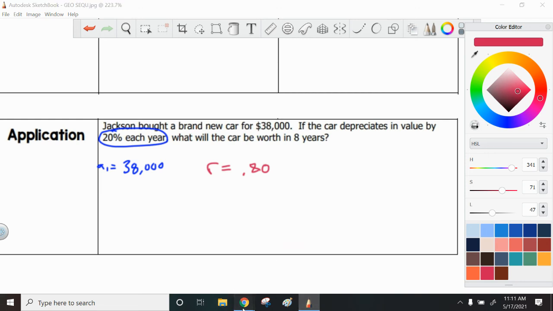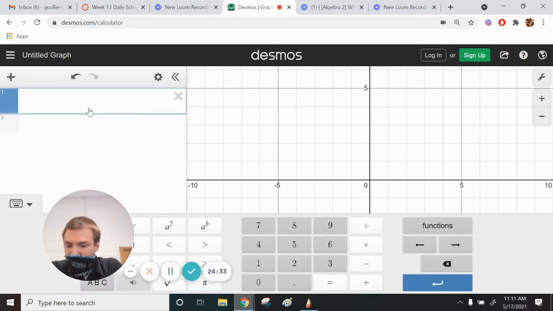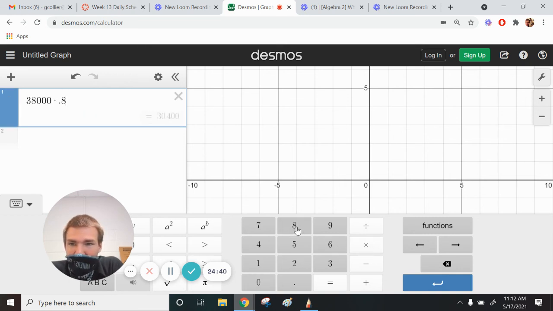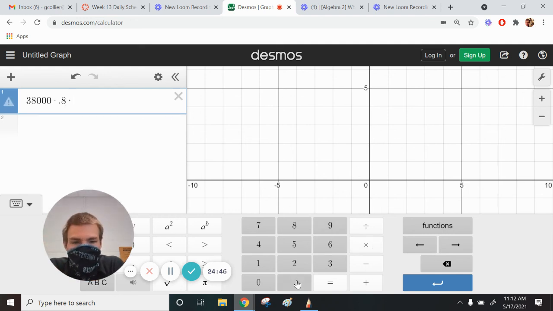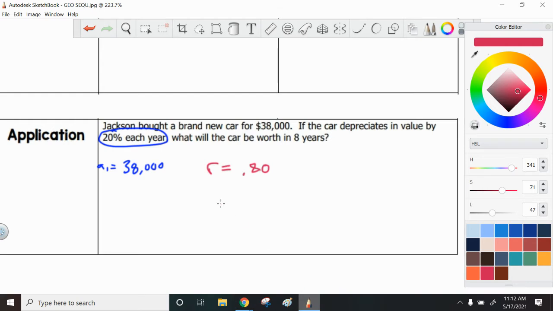So one method that I could use is I could start with 38,000. And I could multiply it by 0.8. And I could say that after the first year, my car is worth $30,400. And then I could multiply again by 0.8. And after the second year, it's worth 24. And then multiply it again. And after the third year, it's worth 19 point, blah, blah, blah. And I could figure it out that way.